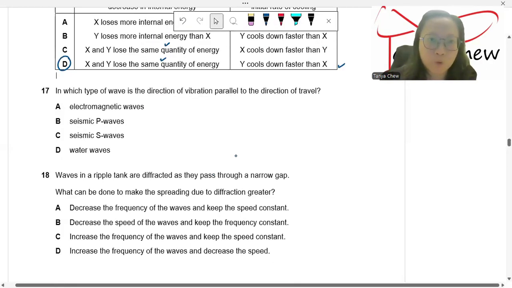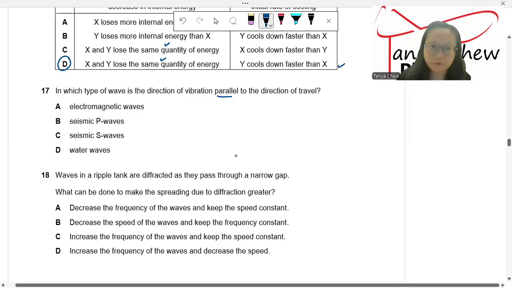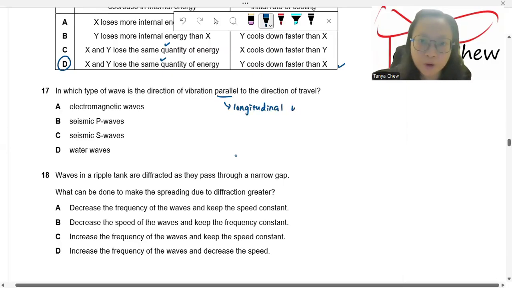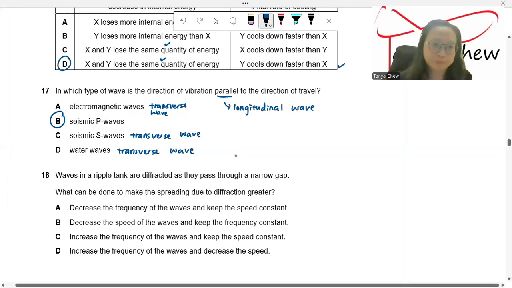Question 17. In which type of wave is the direction of vibration parallel to the direction of travel? Right? Direction of the wave, which is parallel, this is called a longitudinal wave. Electromagnetic waves are transverse waves, so this is not the answer. Seismic P waves are longitudinal waves. B is the answer. Seismic S wave is a transverse wave. And water wave is definitely a transverse wave. Therefore, the answer is B.